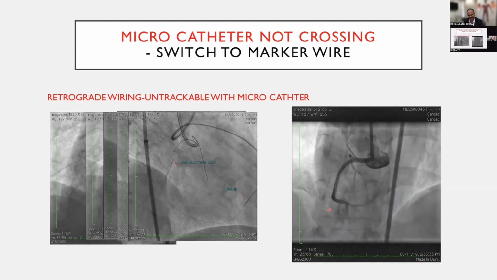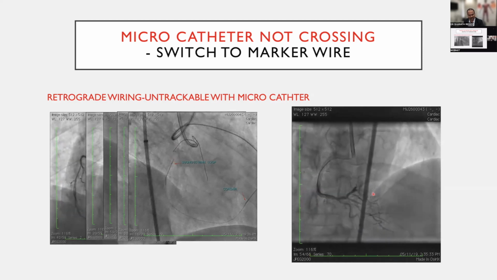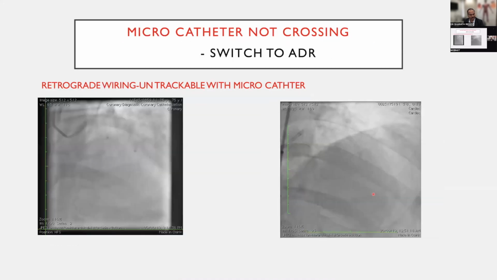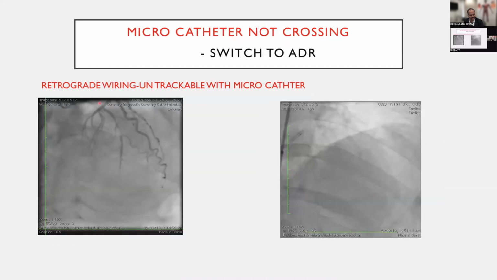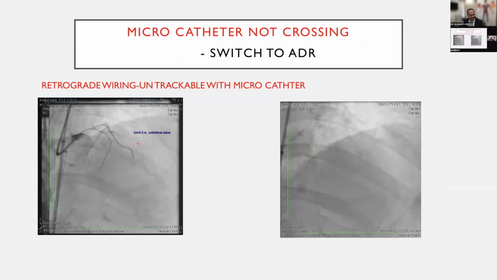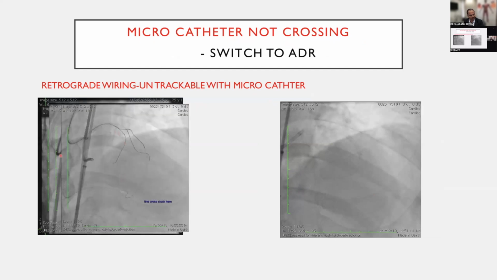And we completed the procedure that way. And also we can use it in certain cases where you're stuck. This again, an ambiguous cap CTO, did an IVUS-guided puncture, but the wire ended up in the subintima distally, though the entry is correct, and went retrograde.